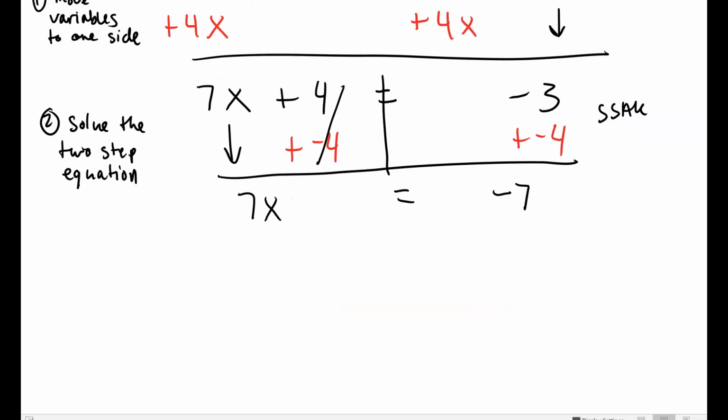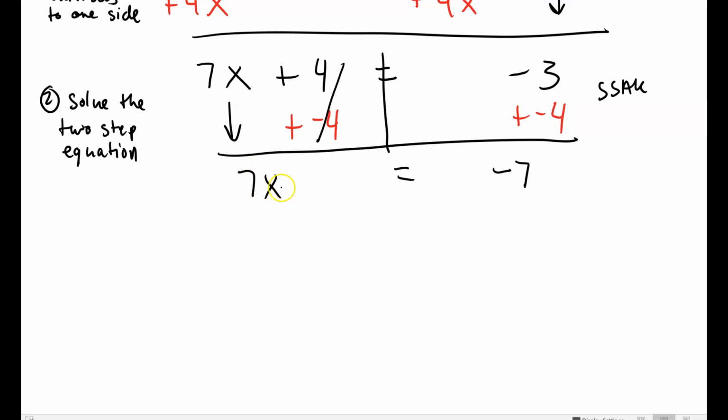Now you're in your last step of a two-step equation. 7 times some number is equal to negative 7. What's the opposite of multiplication? Well, we divide. So divide by 7, divide by 7. 7 divided by 7 is 1. 1 times x is just x. So x is equal to negative 7 divided by 7. Remember, this is a DSN, different signs negative. So we have different signs, so my answer is going to be negative 1, right?